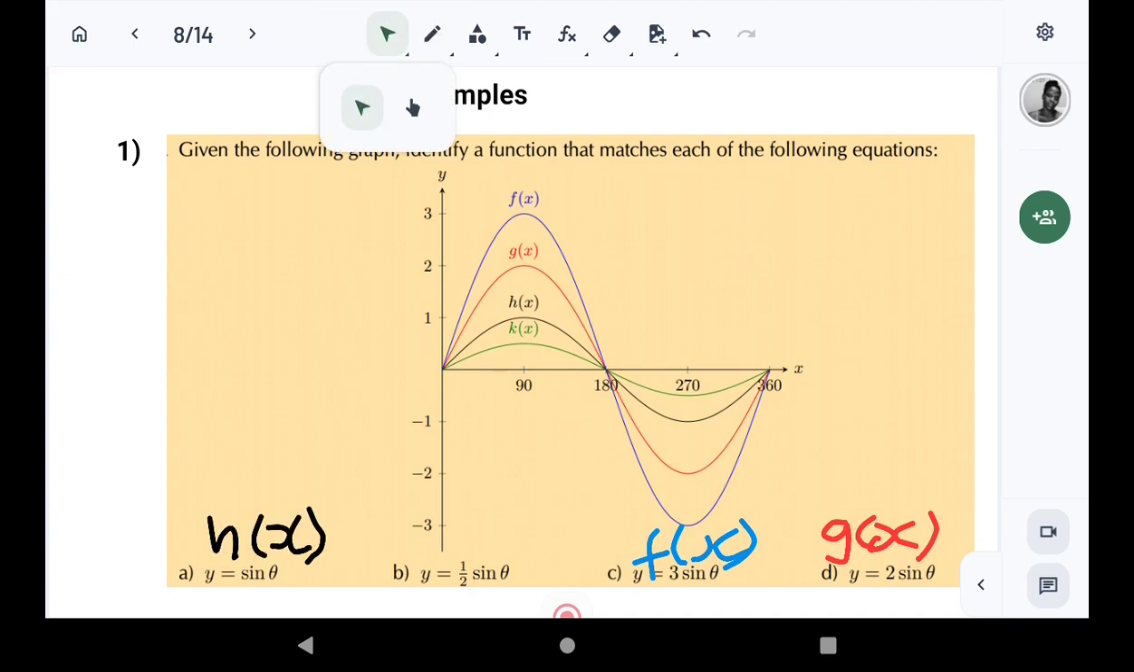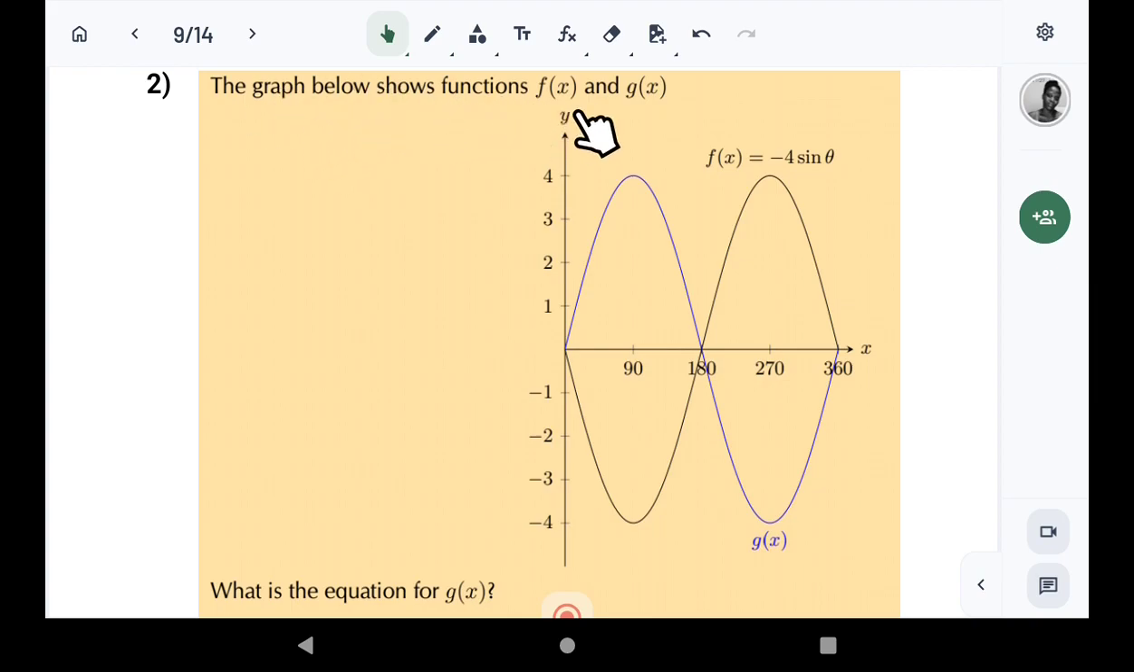And the last one, the k of x, the green graph, peaks at 90 degrees and half, which is half of 1, and has a minimum turning point at 270 degrees and negative a half. So yes, it is y equals half sine theta, and that's how you match these graphs. So that is k of x. Next question.